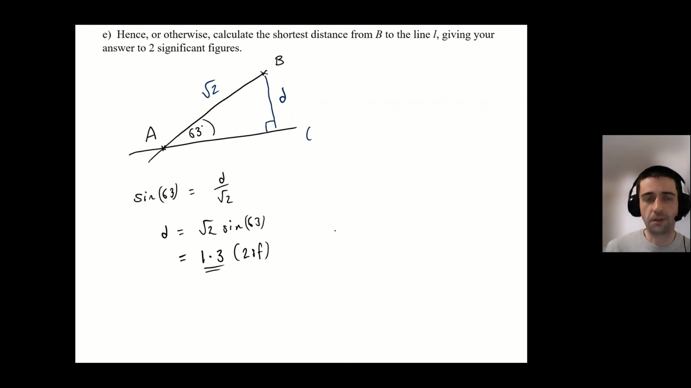So two significant figures. The key thing to being able to answer this question was to draw a diagram acknowledging that point A was the point of intersection and that the shortest distance from B to that line was going to be at right angles. And we already had all the other information we needed. We knew the length of the line, we knew the angle. Straightforward bit of right angle trig. Job done.